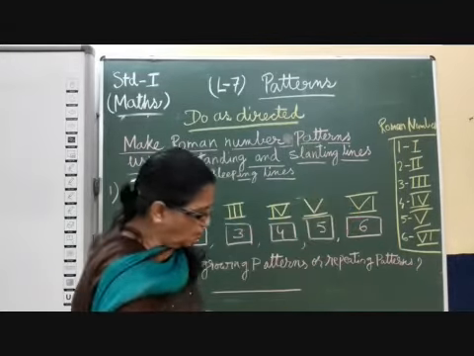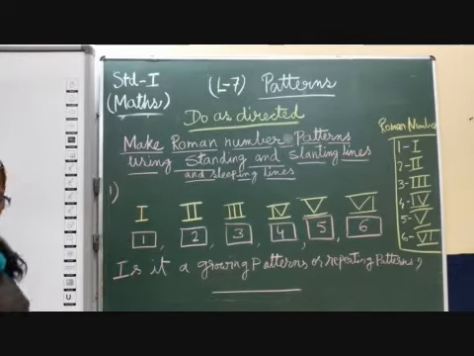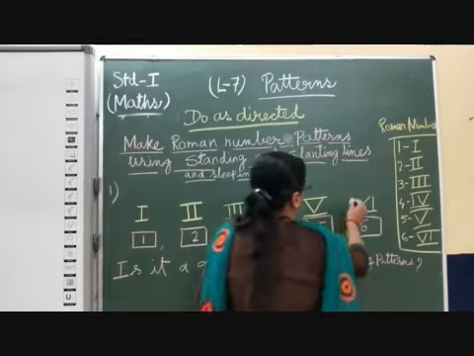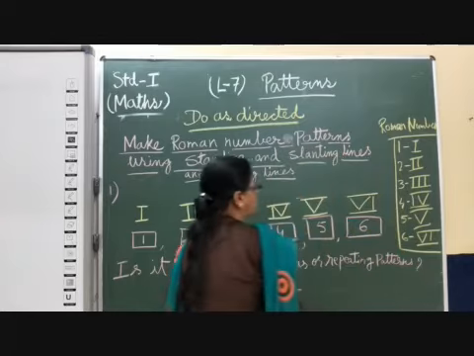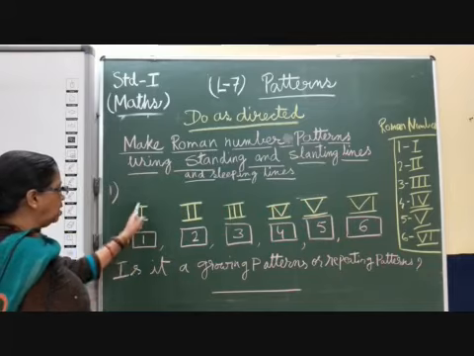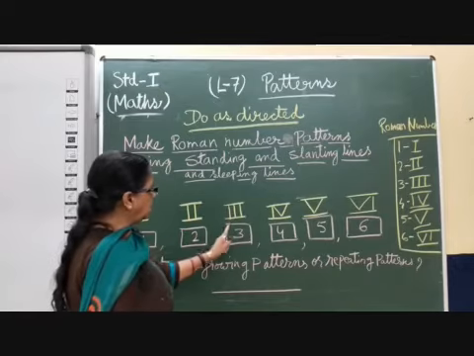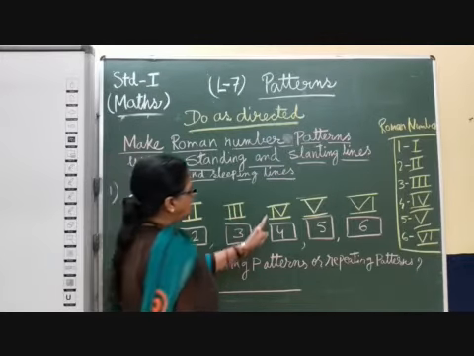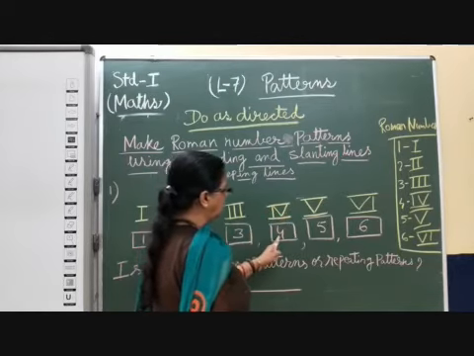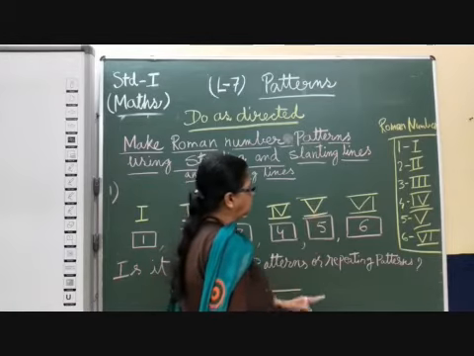So this way, let me do this one correctly. One standing line and two sleeping lines make one. Two standing lines and two sleeping lines make two. Three standing lines and two sleeping lines make three. Two sleeping lines, one standing line, and two slanting lines make four. Two slanting lines and two sleeping lines make five.